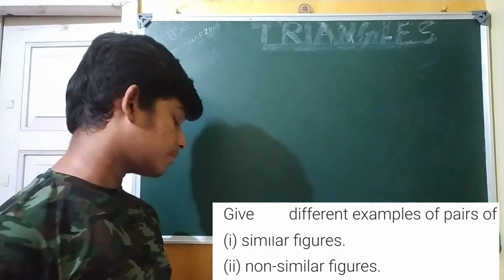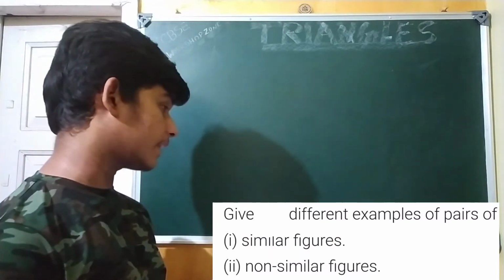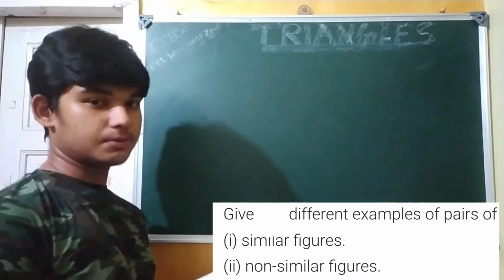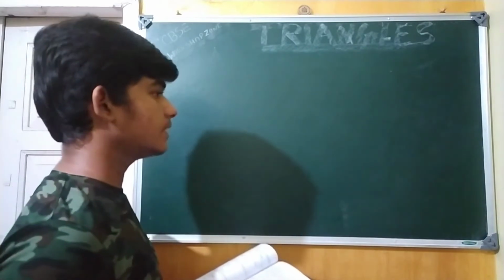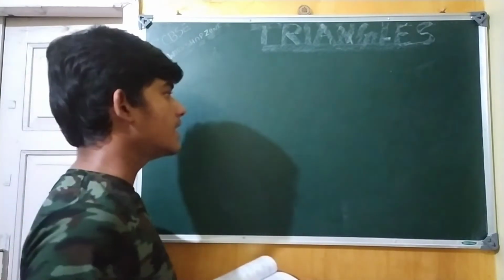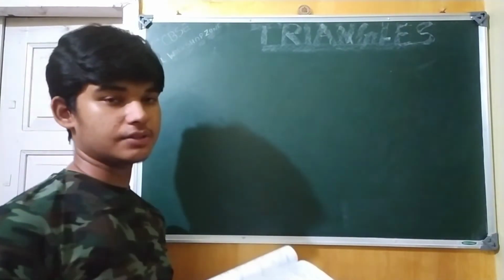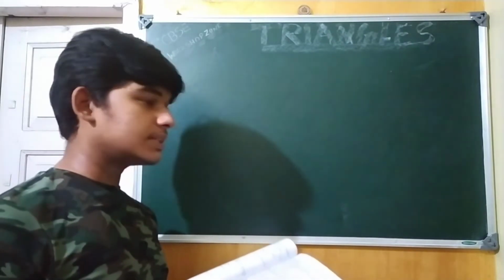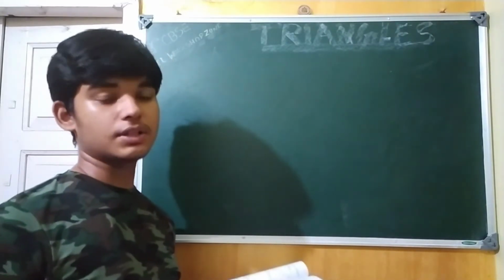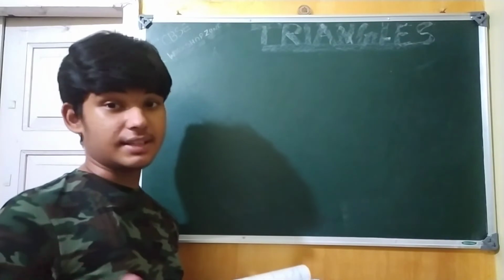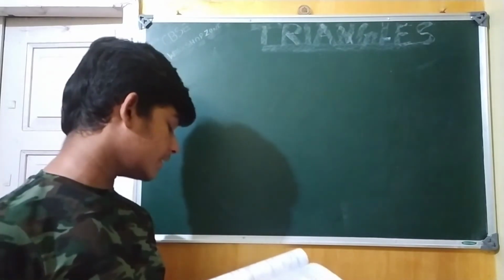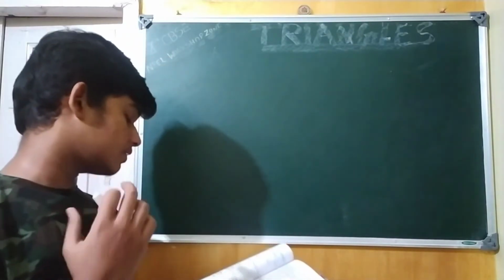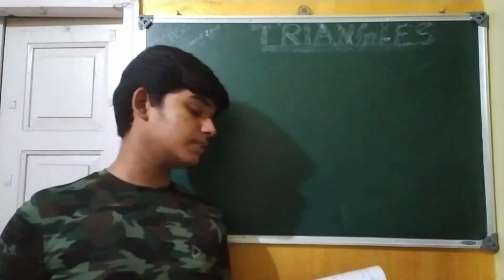Give different examples of pair of similar figures and non-similar figures. It's pretty obvious again, similar figures are figures which are similar. So for example, two triangles or two circles, etc. Non-similar figures are ones which are not similar. So for example, a square and a circle, etc. So those are examples of pairs of similar figures and non-similar figures.